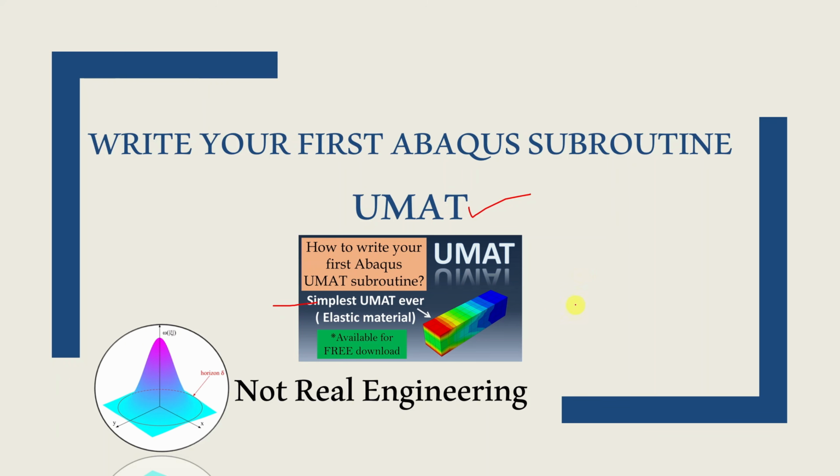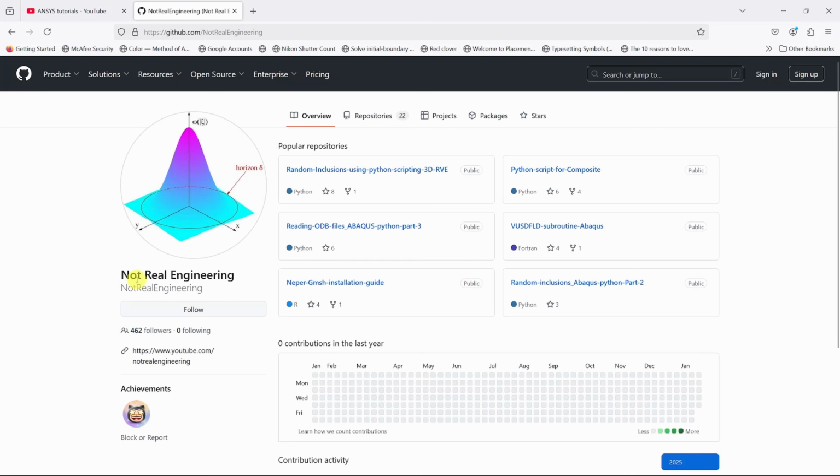And I created this video in such a way that, let's say you don't know anything about subroutines, then this would be a good starting point to write your first subroutine in Abaqus. And the best part is whatever subroutine we will write in this video, you can download it for free from this channel's GitHub profile. You can find the link in the description box below.